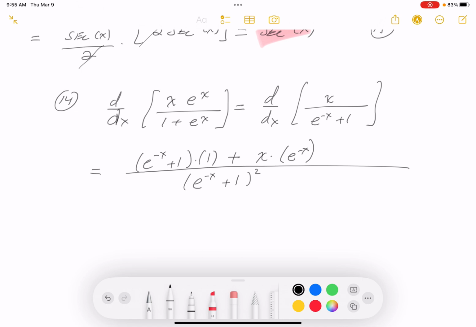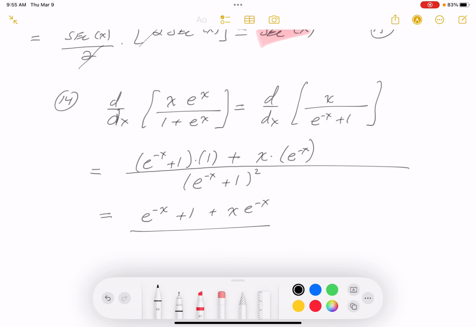All right, so what do I say? Well, let's write it down. And I see this over here. I see e to the minus x plus 1 plus x e to the minus x over e to the minus x plus 1 quantity squared. I'm going to write down twice, by the way. Certainly, looking at the answer key, there's no negative exponents, so I need to get rid of that.